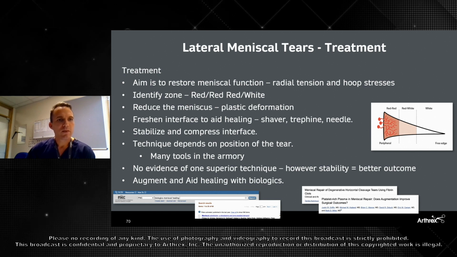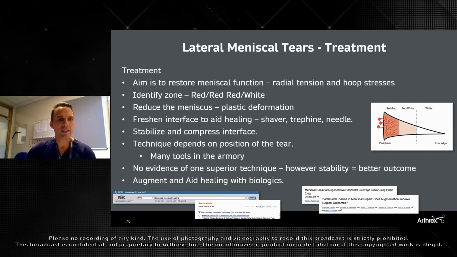So the treatment, our aim throughout all of this is to restore meniscal function, increase the radial tension and the hoop stresses, and the stability of the meniscus. You need to identify the zone and whether it's one that's repairable or whether it's really not. Clearly, if it's at the very tip of the meniscus, in that white zone, then repair is not going to do well, and resection is probably the most appropriate thing.